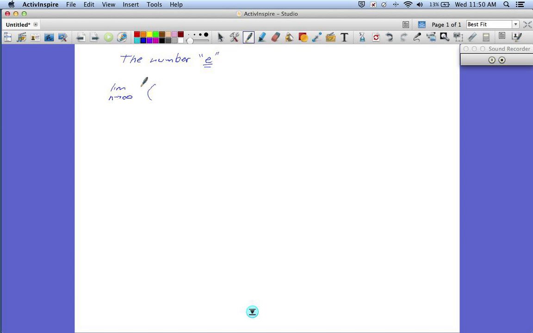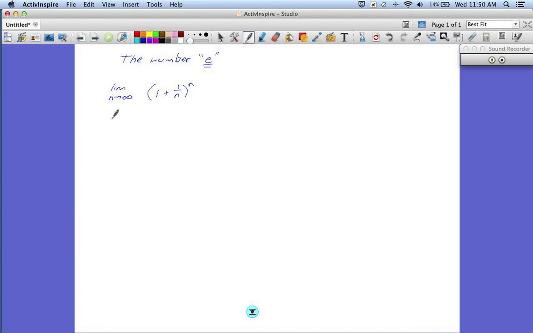A limit is basically, you can think of it almost like an asymptote. It's a number that you approach, but can't necessarily actually get to. So that's where e comes in. And e is the limit as n approaches infinity, that's the terminology here, of 1 plus 1 over n to the nth power.